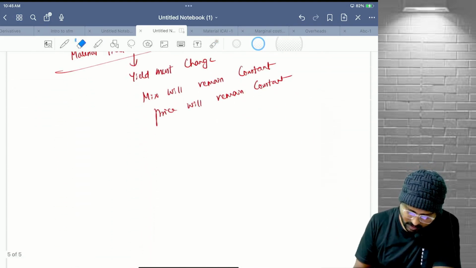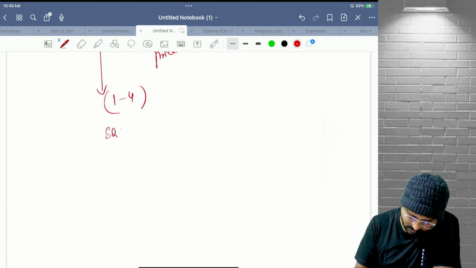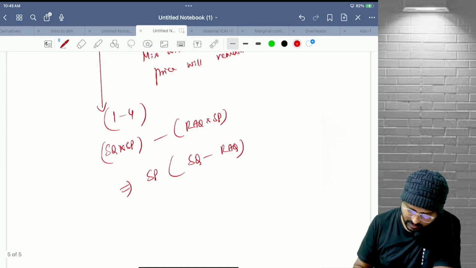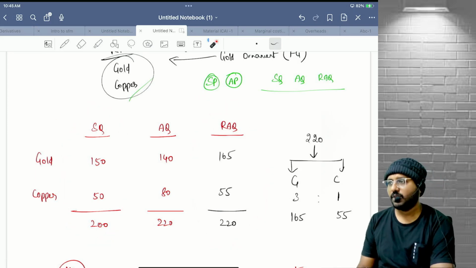Got it? Give me the formula for this. What is the formula? 1 minus 4. What is 1? What is 4? Right. What is constant? Into SQ minus RAQ. Did we get the same? SQ and RAQ. Got the point?